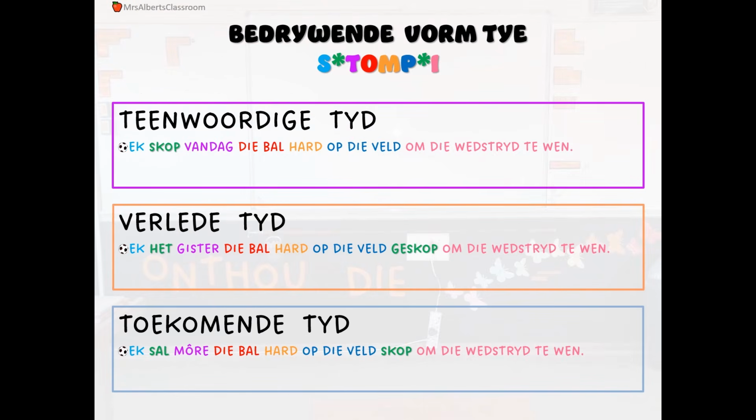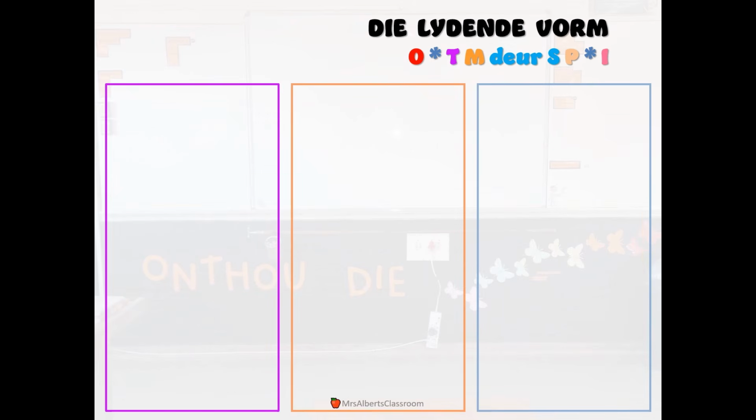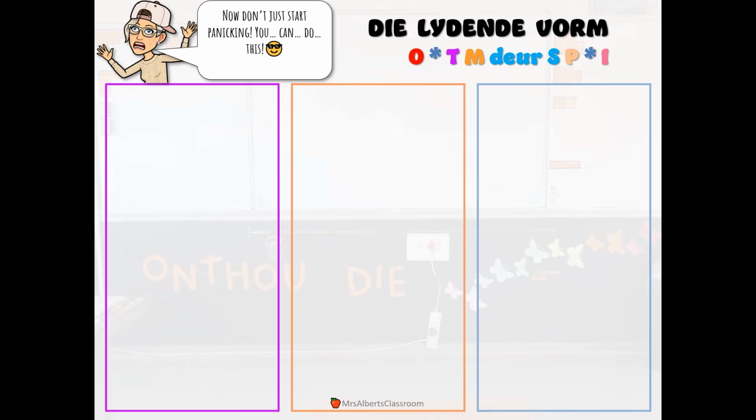Okay, so let's look at leidende vorm. Before we start with leidende vorm, you have to revise your tenses. You need to know your basic stompie in order to go over to your leidende vorm. So make sure you know your stompie, do colors, do whatever you need to do, and revise your tenses. How do you know which tense is which? Then, as you can see, I've given you a new formula. That is the formula for leidende vorm.